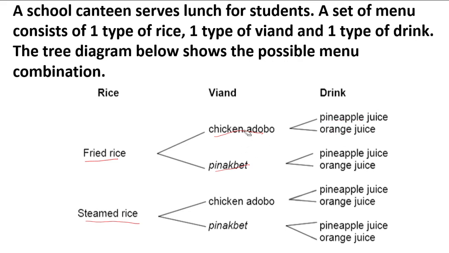Ngayon, kung bibili ka sa kantin ng meal mo, ang pwede lang daw ay one type of rice, one type of viand, at saka one type of drink. Okay? So, paano sundan itong tree diagram? Kung fried rice yan, pwede mo siyang i-partner sa chicken adobo. Ngayon, ang drinks mo pwedeng pineapple. Ang fried rice mo ulit, chicken adobo, pwede mo rin siyang i-partner sa orange juice. Kung fried rice naman, tas pinakbet ang pinili mo, pwede mo yung i-partner sa pineapple juice. Pwede mo rin siyang i-partner sa orange juice and so on.